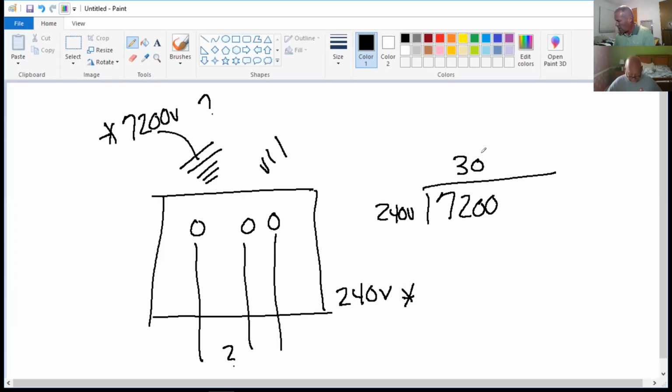That's where the 30 number is coming from. Where to position the 1 to 30 is: 1 goes on top. You want to have 1 on top all the time, and the number that you calculated goes on the bottom, secondary side. To check my work, I'm going to take 30 times 240, which should equal 7,200, and it does. So that's where my 1 to 30 is coming from.